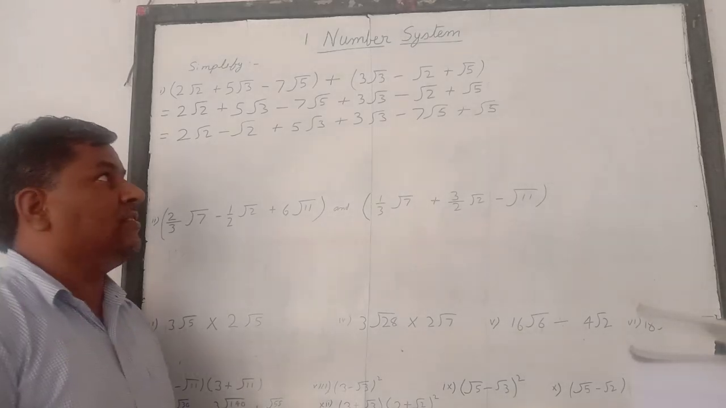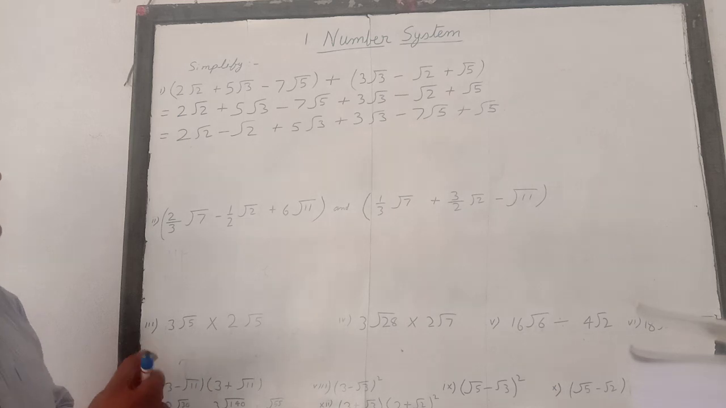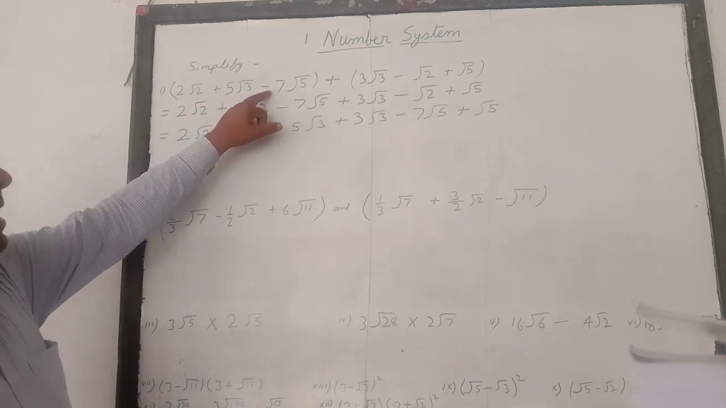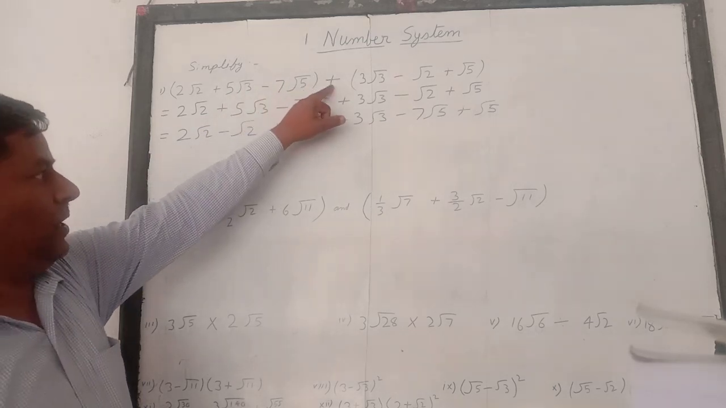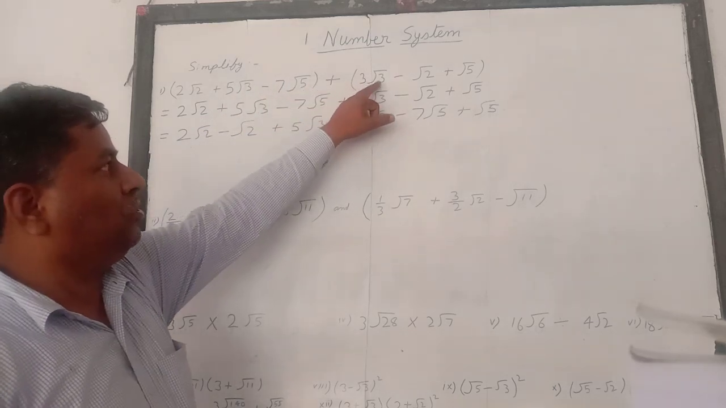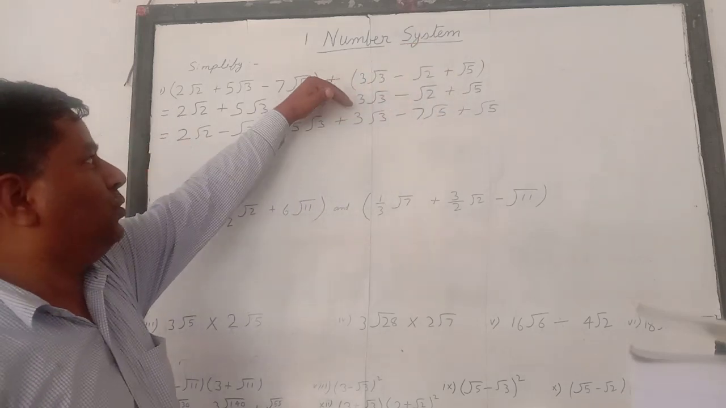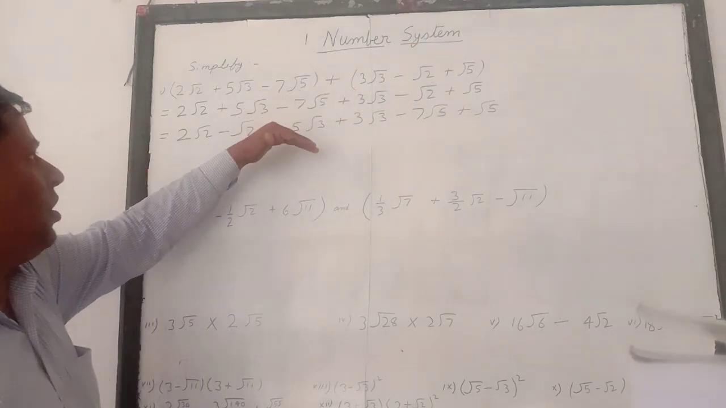Let's take some more examples. So the first one is 2 root 2 plus 5 root 3 minus 7 root 5 plus bracket 3 root 3 minus root 2 plus root 5. So first what we have to do, we have to take these numbers out of the bracket.